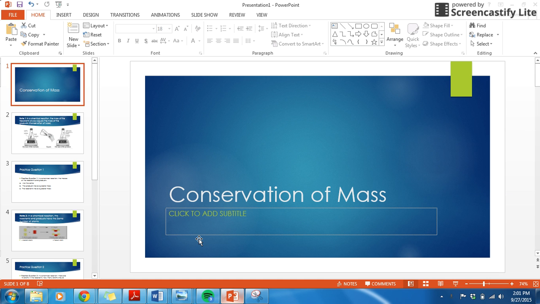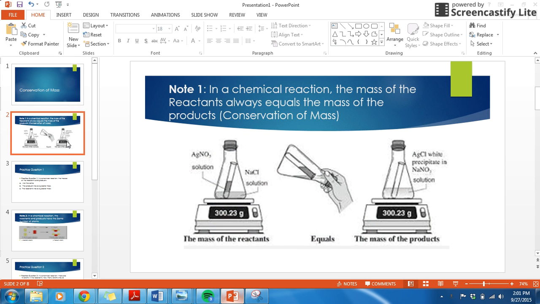Of mass. So we know that basically in a reaction, the masses of the reactants and the products have to stay the same. Let's take a look at note 1. Note 1 says that in a chemical reaction, the masses of the reactants always have to equal the mass of the products, and this is what I call conservation of mass.